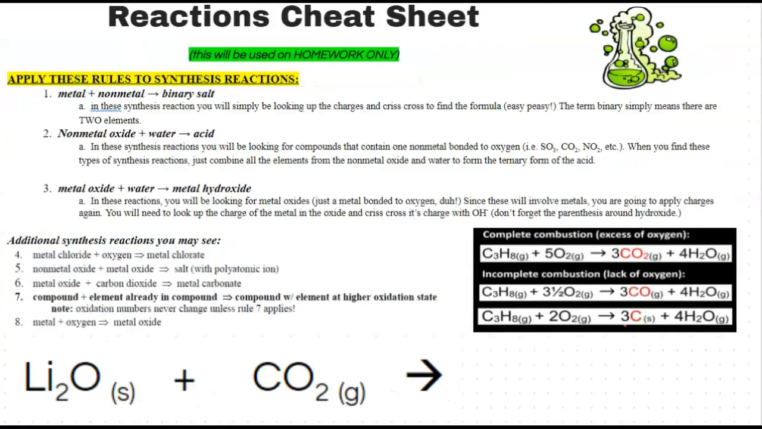So let's look at another example. In the example here at the bottom, I've got lithium oxide and I have carbon dioxide. So again, I am working with a metal oxide.